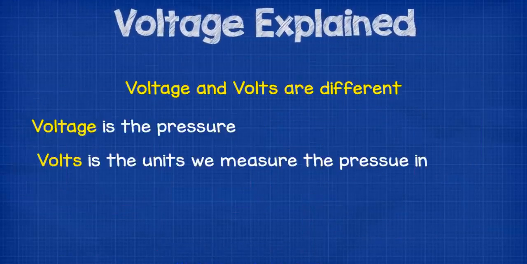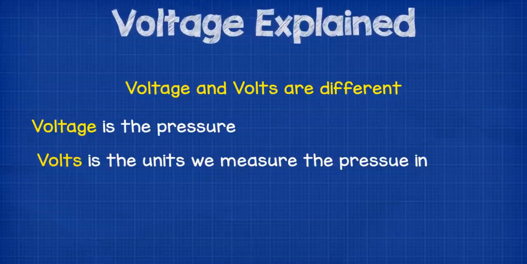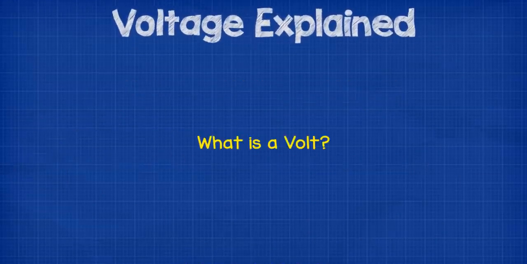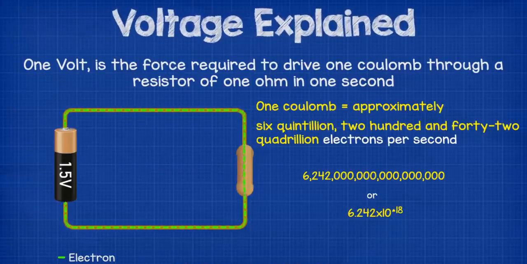So we saw earlier that voltage and volts are different. Voltage is pressure and volts is the unit of measurement. So what does 1 volt mean? 1 volt is required to drive 1 coulomb, or approximately 6,242 quadrillion electrons, through a resistance of 1 ohm in 1 second.